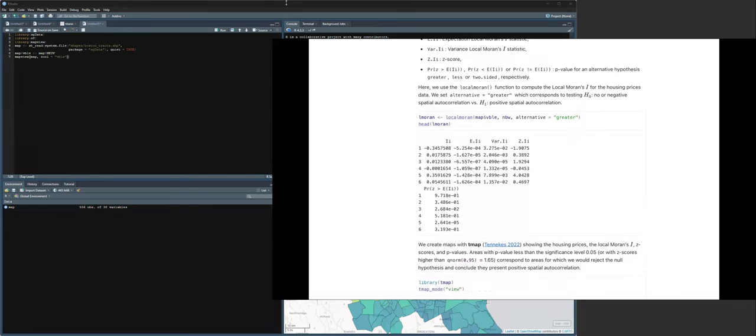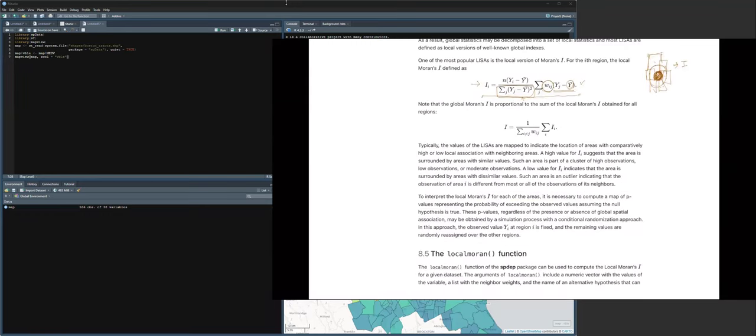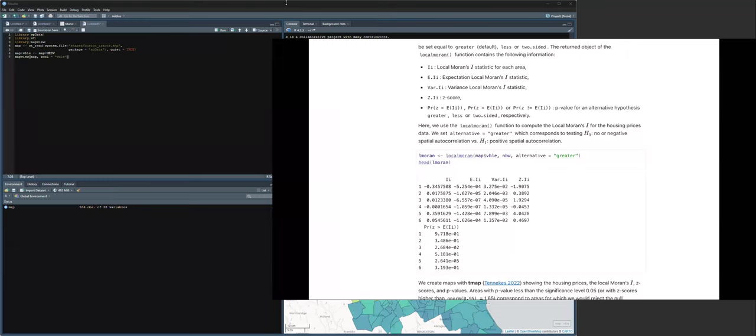And then it is also a very simple function in R. The only thing we need to do is use the local Moran function, and then provide the values we want to test for spatial correlation. We also create the same geographically weighted matrices, and the alternative is greater, which means we test for a positive spatial correlation or a negative spatial correlation when we only look at the neighbors of that specific area, okay?